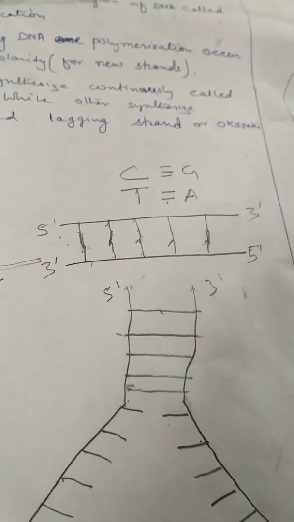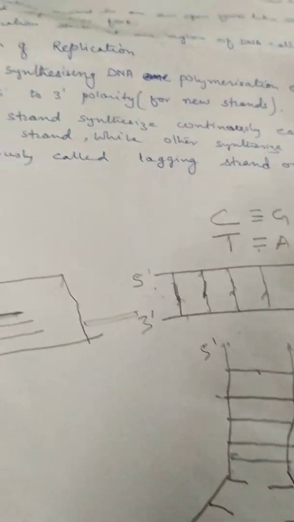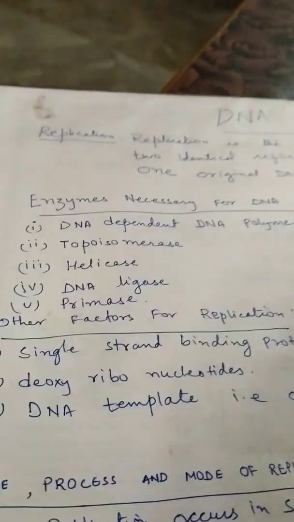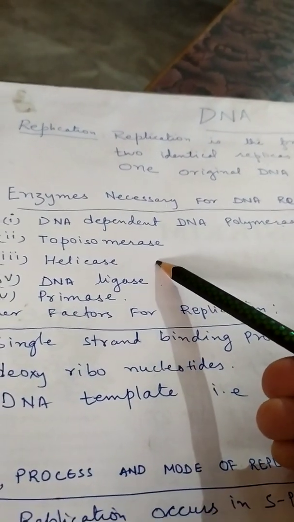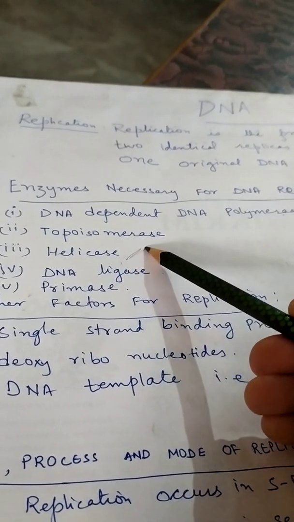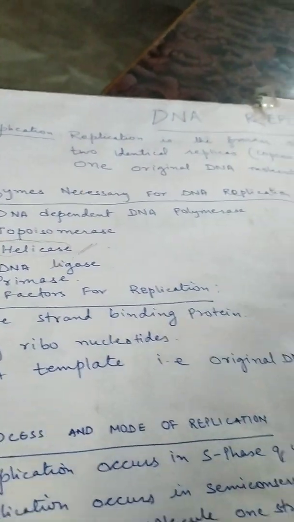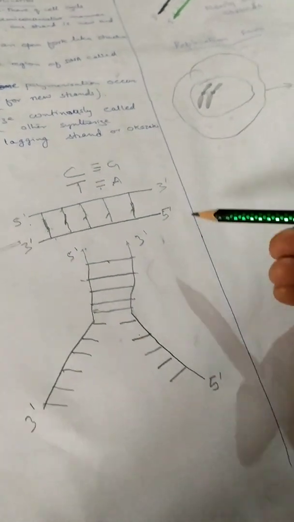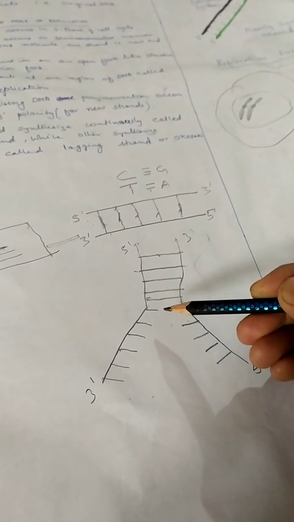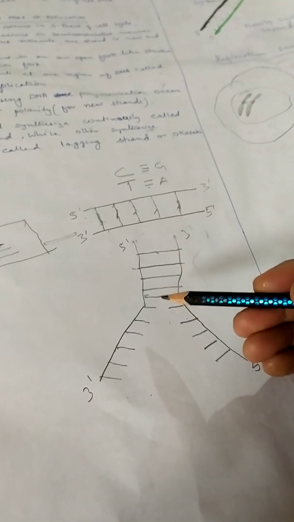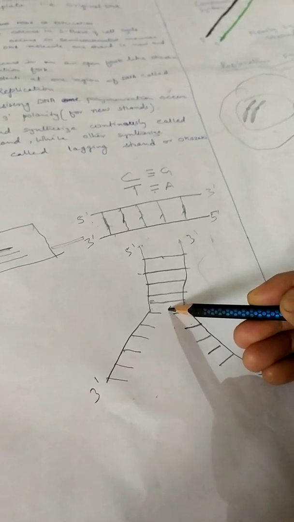From one end an enzyme will move, which I have already given in the last class. The names of the enzymes are topoisomerase and helicase. These two enzymes will move, and the helicase enzyme will break this bond. The helicase enzyme starts moving from this end, and it goes continuously by breaking this hydrogen bond, and now it has reached this point.